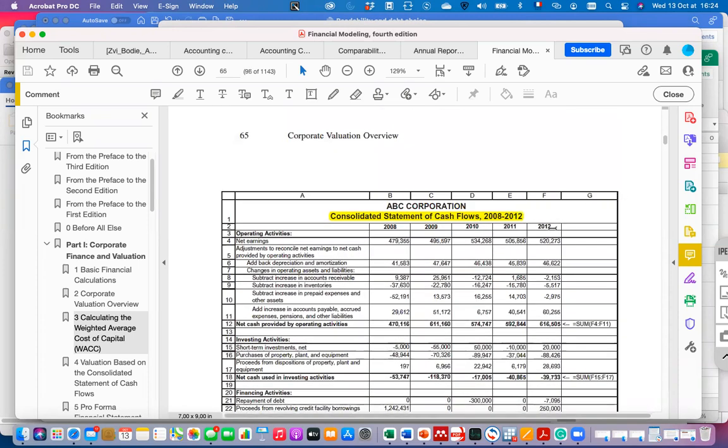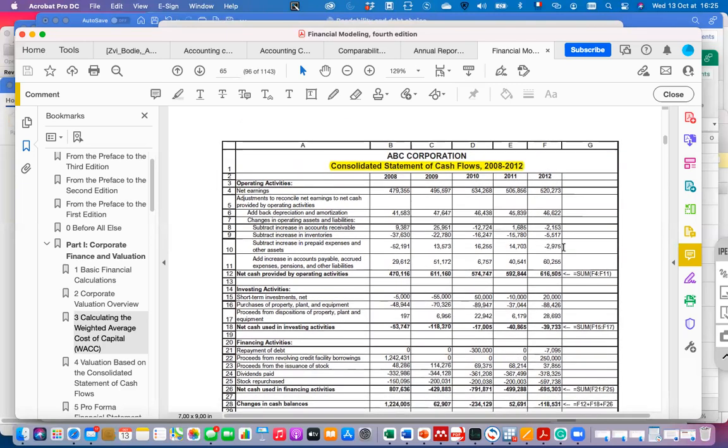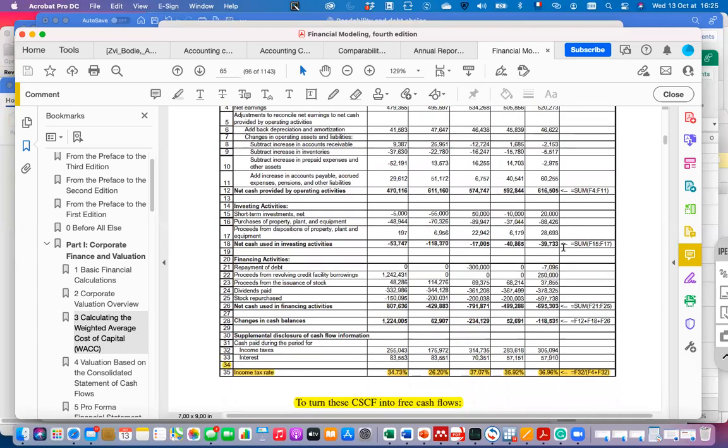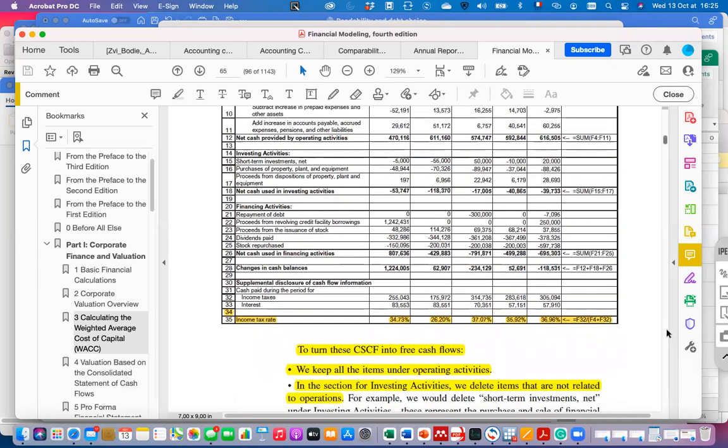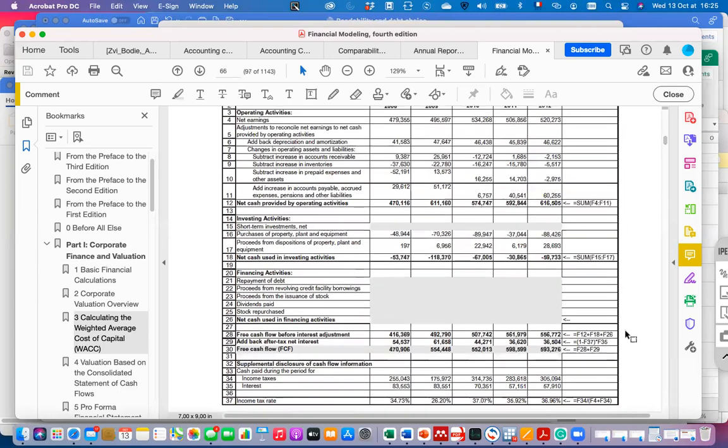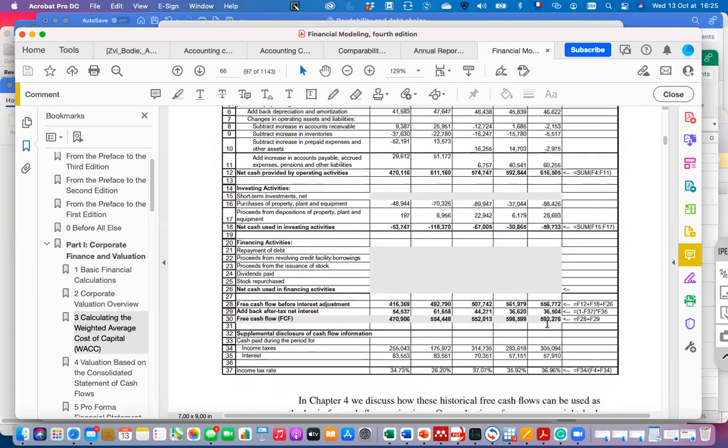So we are here. Remember, we are at the end of the year 2012. 2008, 9, 10, 11 are historical data. Now 2012 is the present date, right? Which means that the free cash flow by the end of 2012 is equal to $593,276, right? So this is the free cash flow.